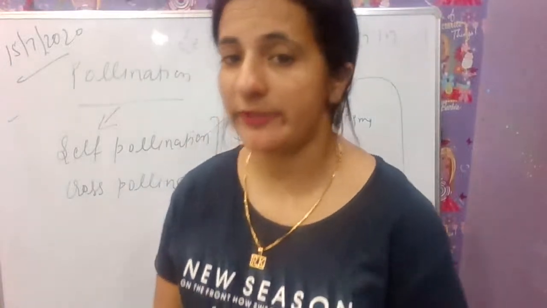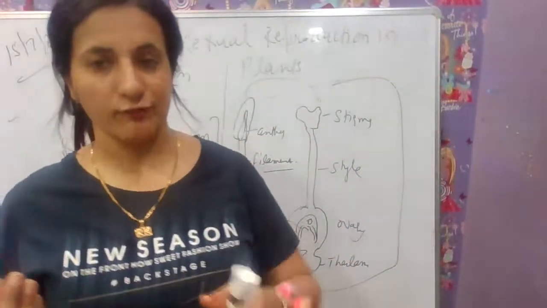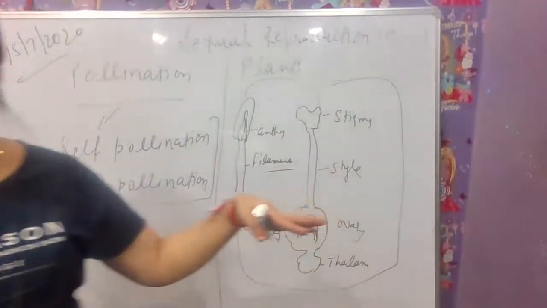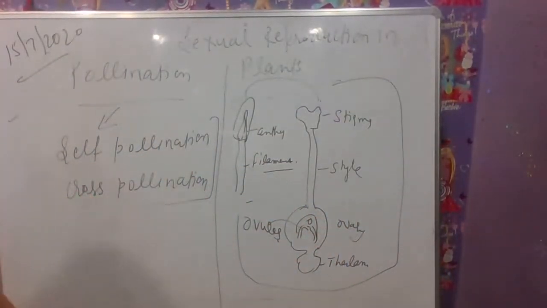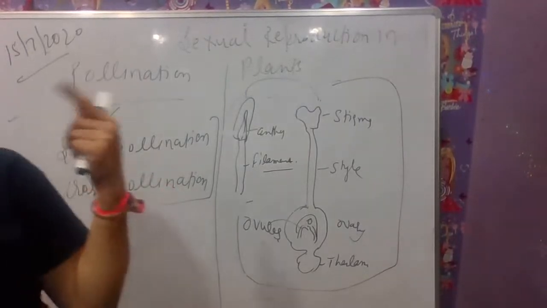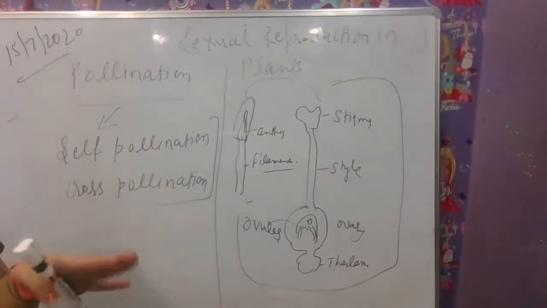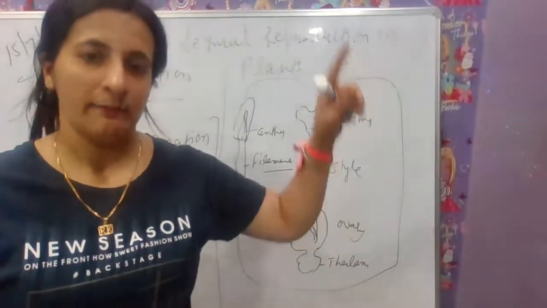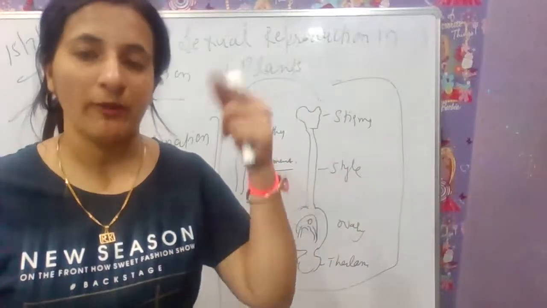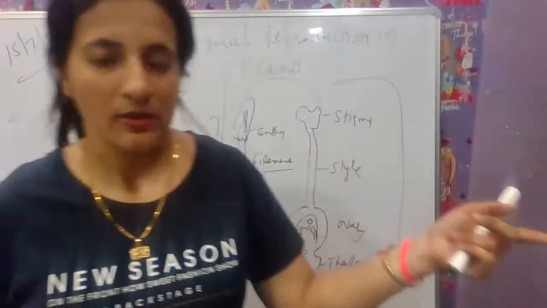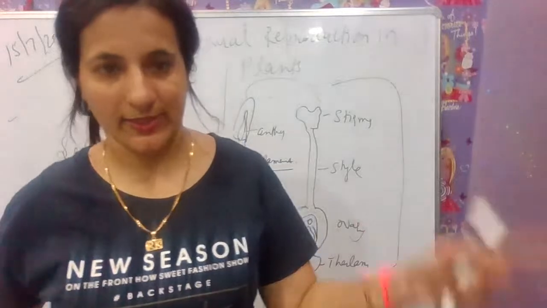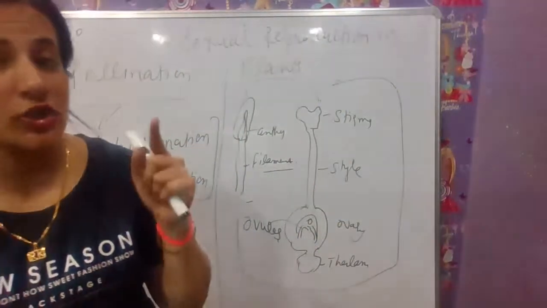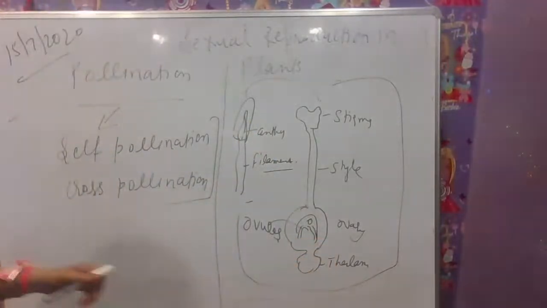But in case of cross-pollination, transfer of pollen grains happens from the male to the female part of a different plant. Okay? It is cross-pollination. Like one plant has a flower, it has a stigma, and another flower of another plant. The plants are different. Pollen grains from the male part of one plant and the female part of another plant. It is called cross-pollination. It's called fertilization. Called sexual reproduction. Okay, beta?